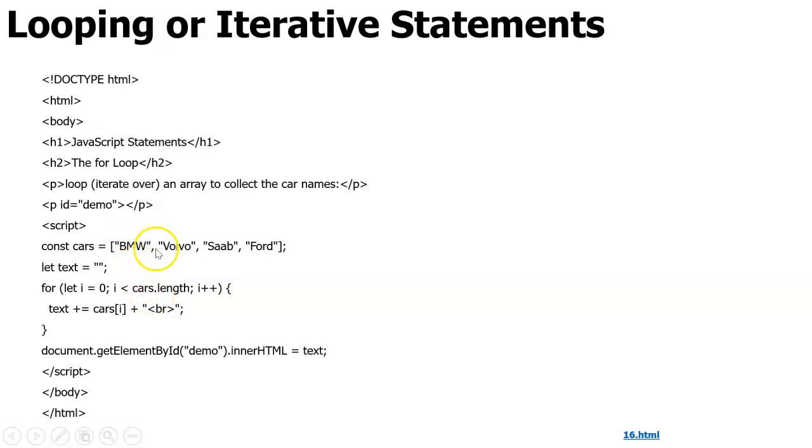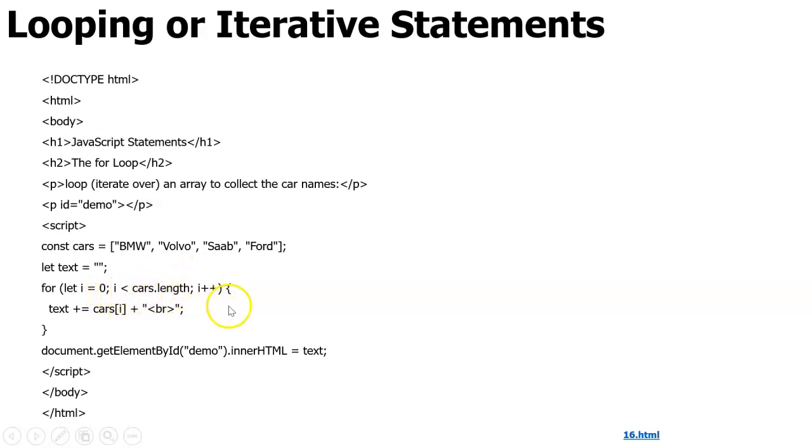Sorry, the length is 1, 2, 3, 4. This cars.length value is 4. It will work for i less than 4. i should be less than 4 always. So initially it was 0, so 0 is less than 4.